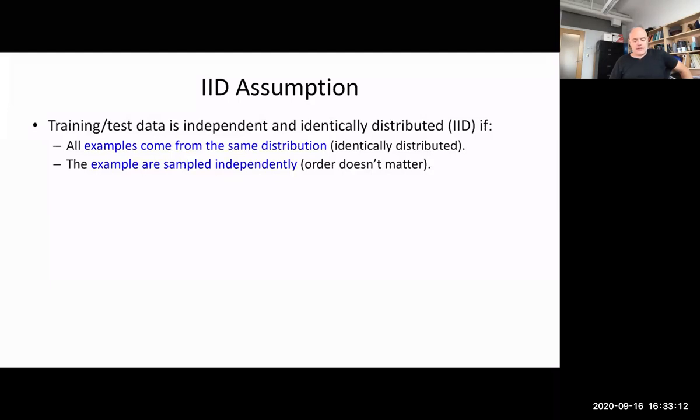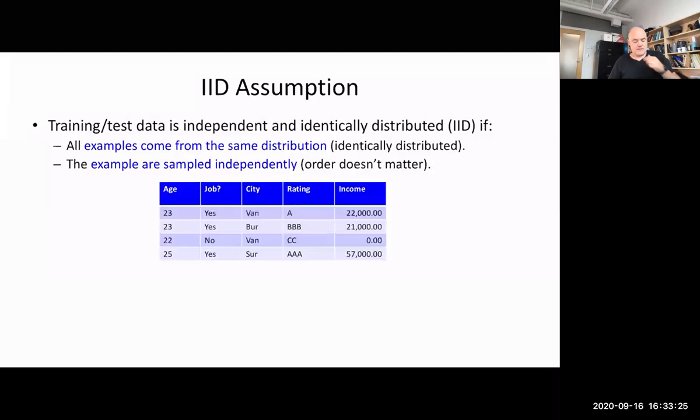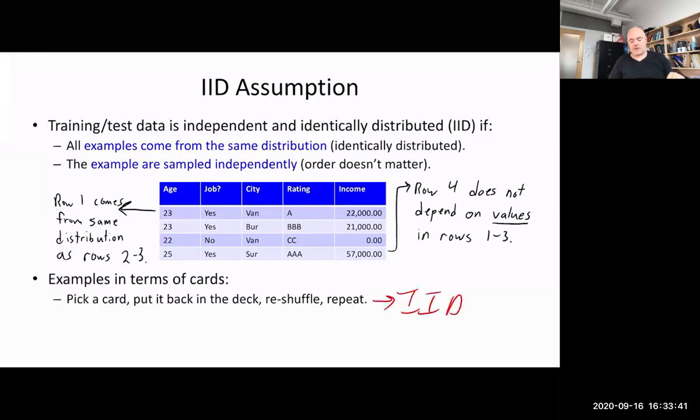So your training and test data are independent and identically distributed if all the examples come from the same distribution. That's the identically distributed part, and these examples are sampled independently. In other words, the order doesn't matter, right? So in the person, job, income, rating example that we saw a while ago, row 1 comes from the same distribution as rows 2 and 3. Row 4 doesn't depend on the values in rows 1 and 3.